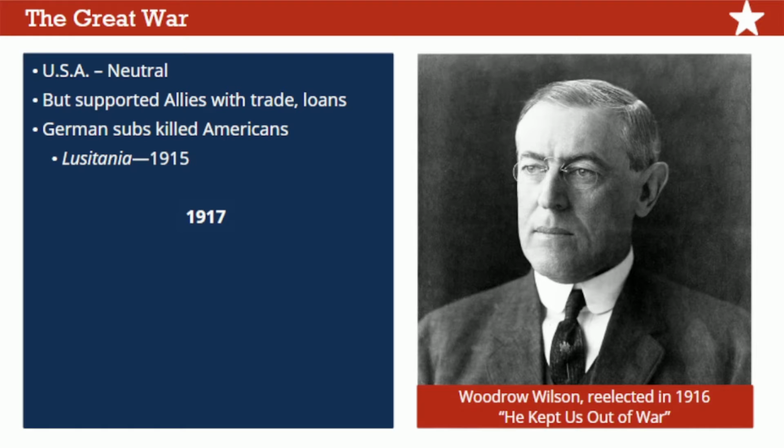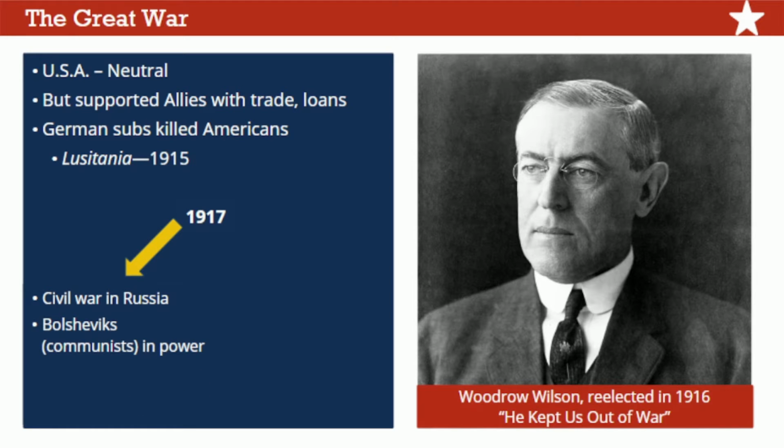But in 1917, the 4th year of World War I, 2 important things happened. First, the Russian Empire dissolved into civil war. The Bolshevik Party, a group of communist revolutionaries, seized power. Russia's new government signed a peace treaty with Germany and left the Allies. This helped the Central Powers greatly.